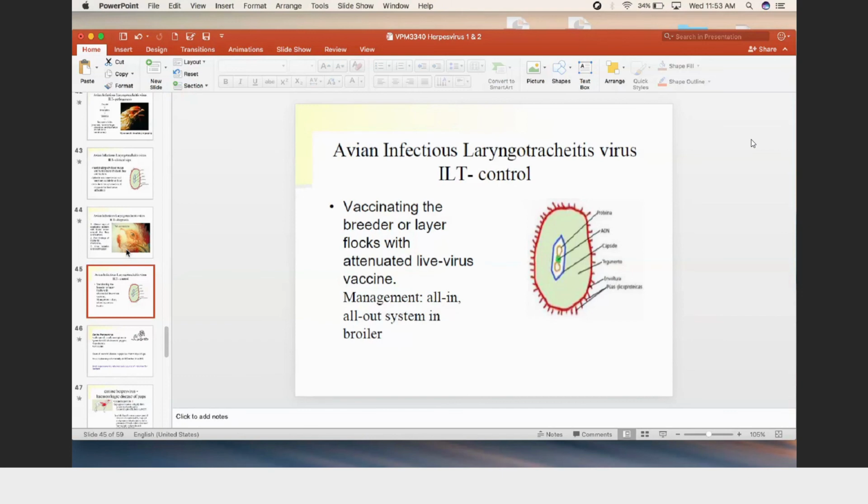There is a vaccine available for the control of this disease, ILT, in chickens.